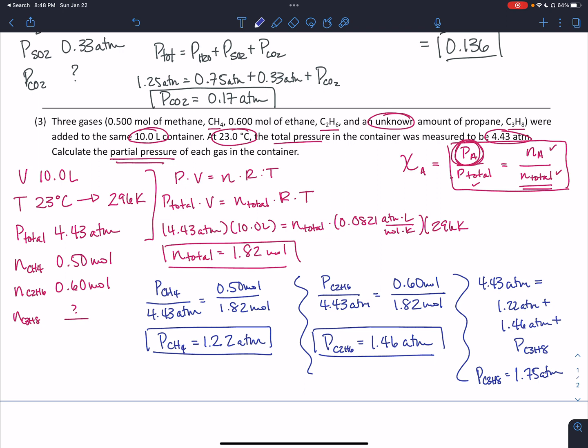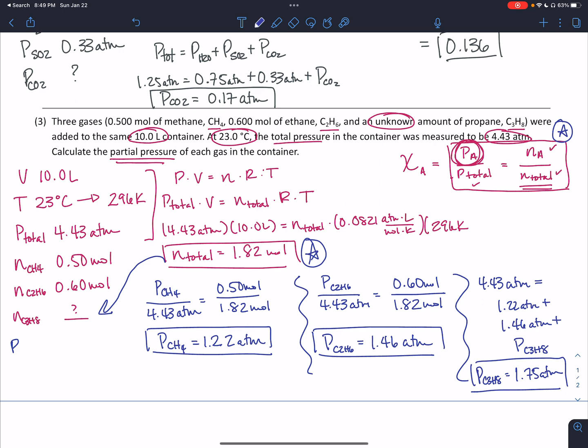All right, maybe check that work, make sure that's okay. So that's obviously one way to do it. We could have also used this N total that we found right here. And we could have found this number, and if we found the partial moles of propane, then we could have just found the partial pressure directly using this same formula that we did before. As a matter of fact, maybe we should do that. That might not be a bad idea. Just to check. All right, so let's try that.